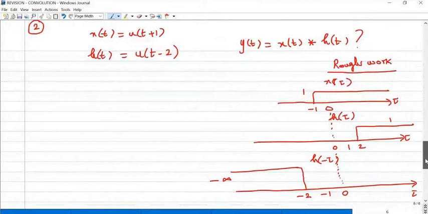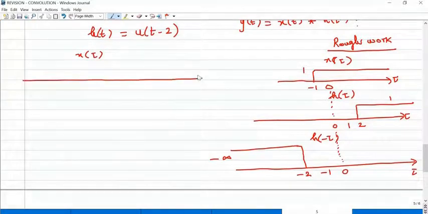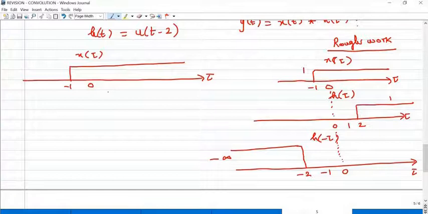For that, x of tau: tau versus x of tau, 0, minus 1. x of tau is fixed. We are not touching x of tau. Only we are shifting h of minus tau only. So exactly at this particular point.